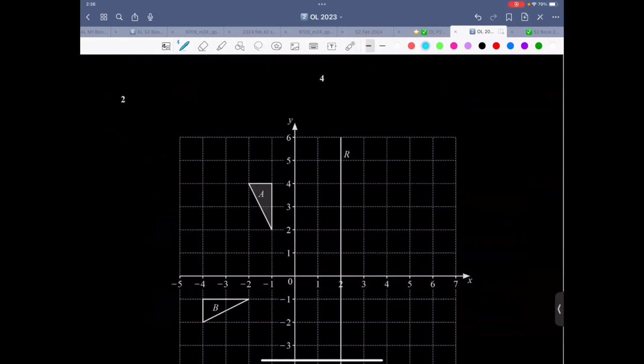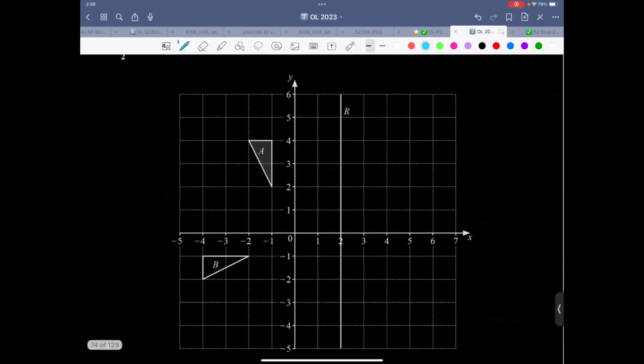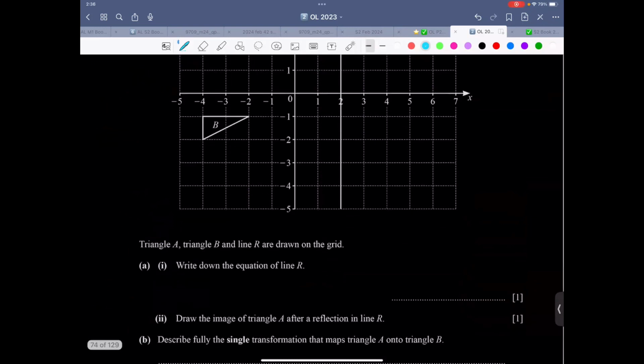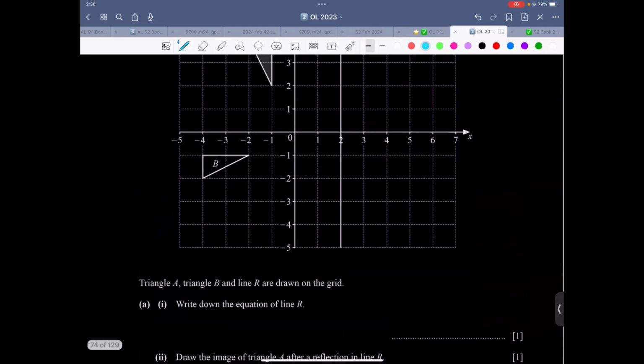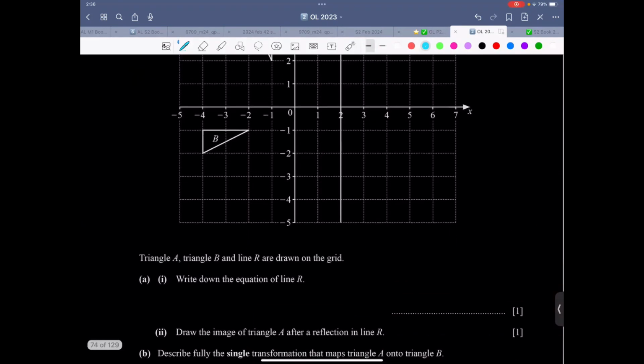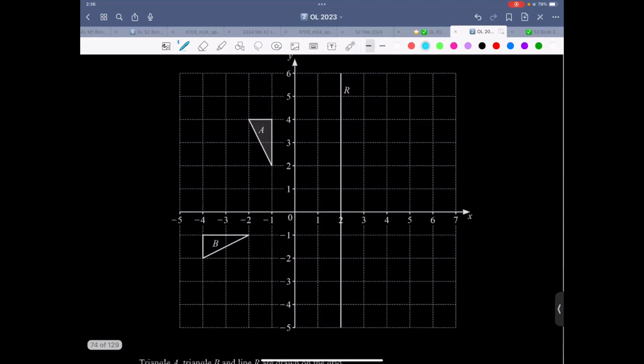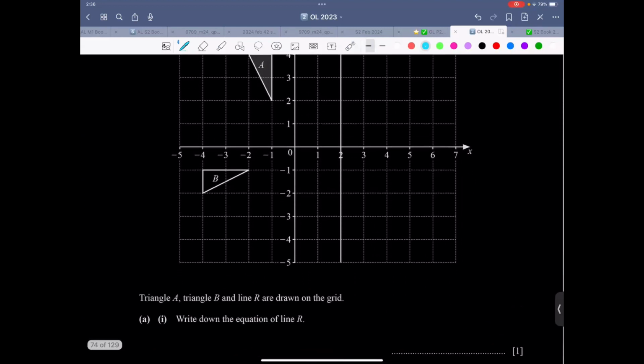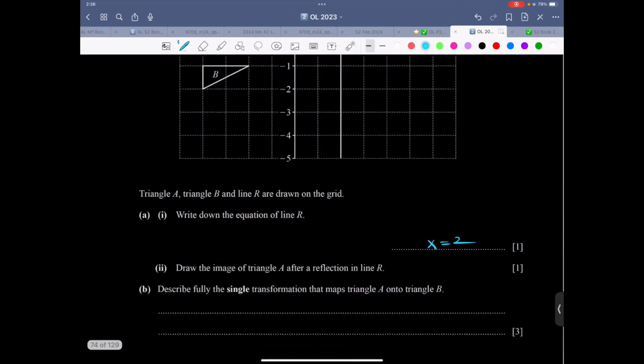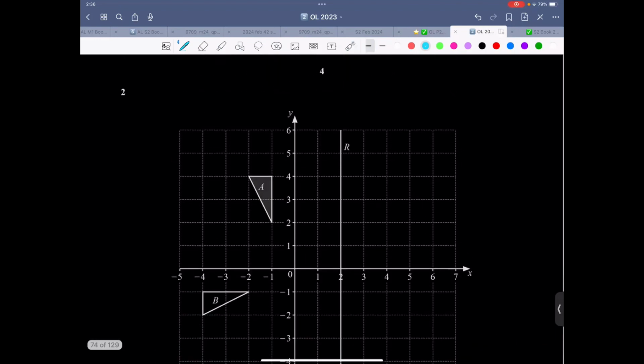Question number 1 is completed. Question number 2. Now, question number 2 is about transformation. Triangle A and triangle B and line R are drawn on the grid. Write down the equation of line R. Line R is a vertical line. It's passing through 2. So x equals 2. Draw the image of triangle A after reflection in line R. So this is basic drawing.